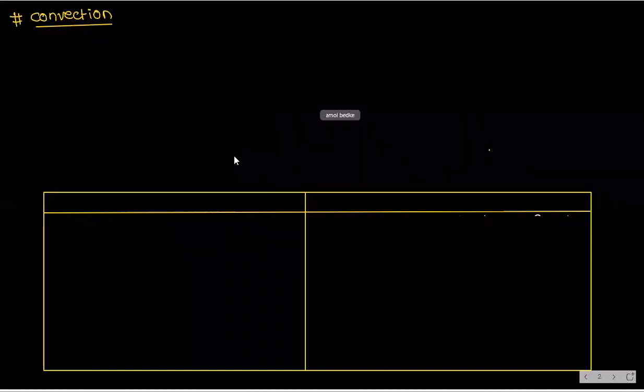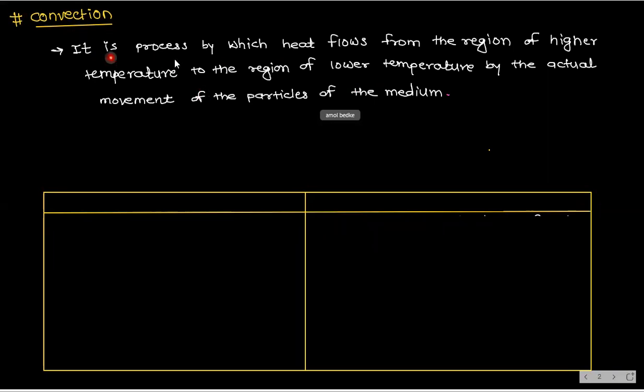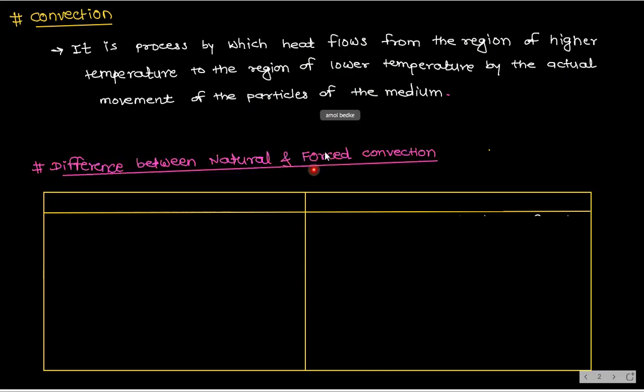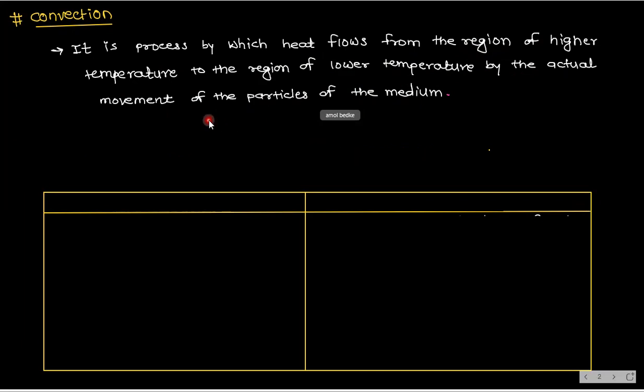Let's move ahead. Now the next part is convection. What is convection first of all? As we have already seen, it is a process by which heat flows from the region of higher temperature to the region of lower temperature by the actual movement of the particles of the medium. For example, land and sea breezes. During daytime, land is hot, water is cool, so air flows from sea to land, which is called the sea breeze. Whereas at night, air flows from land to sea, which is called the land breeze. This is convection.